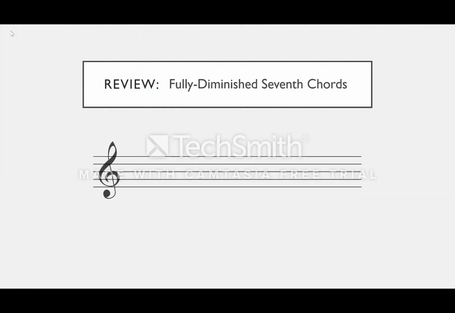First, let's review what we know about fully diminished seventh chords. A fully diminished seventh chord is a four-note chord built entirely out of minor thirds. Because of this, you'll recall, it's symmetrical with respect to the octave. So far, all the diminished seventh chords we've seen were built on the leading tone of some local key. As they resolve to the local tonic, all the chord tones move by step.